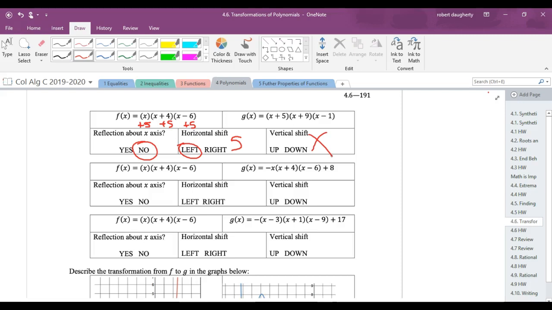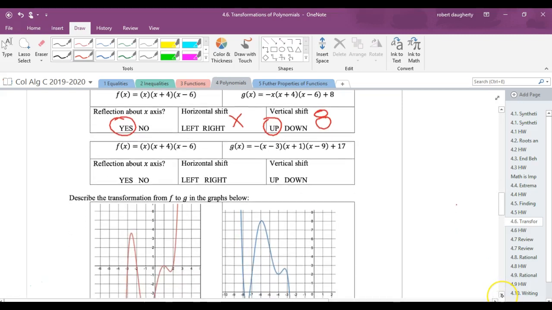Has this been reflected? Yes. Okay. And then if I look at it, has it moved left or right? No, because I see the same numbers here. So there's no horizontal shift. And then what else has happened? Yeah, it went up by 8. Okay. And let's look at the next guy.